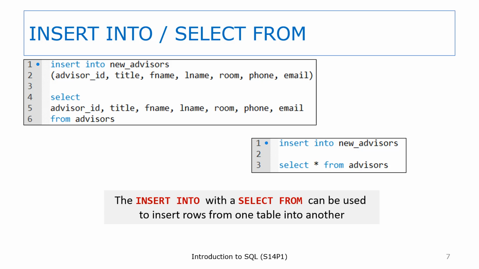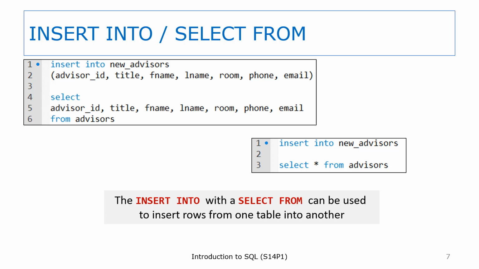The columns that appear in the select from clause must be the same data type as the columns in the insert into column list. The column names do not have to be the same. The values from the select from are mapped to the insert into columns based on their position in the column list.